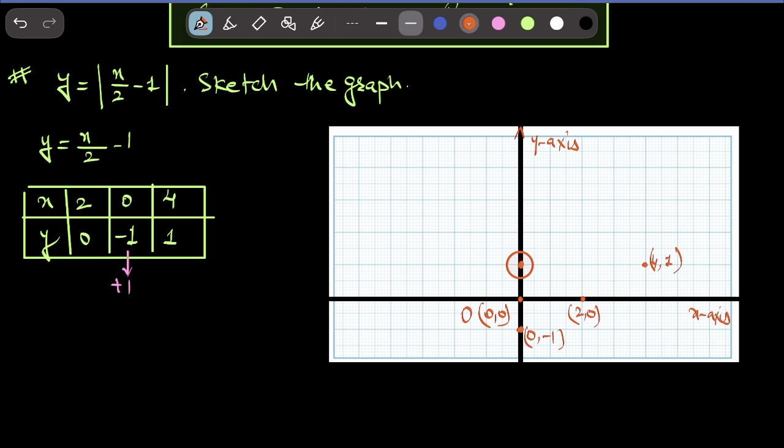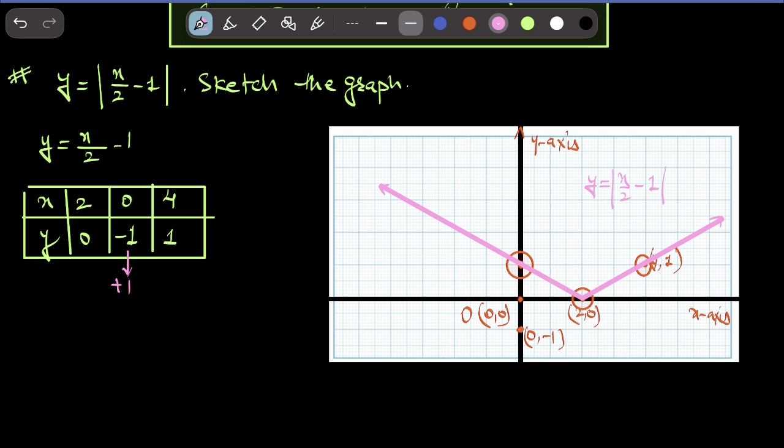Now we need to plot the 3 points which are there on the graph. And when we plot these 3 points, this is your graph for the given modulus function, y equals mod of x by 2 minus 1. Okay, so I will put 2 arrows.